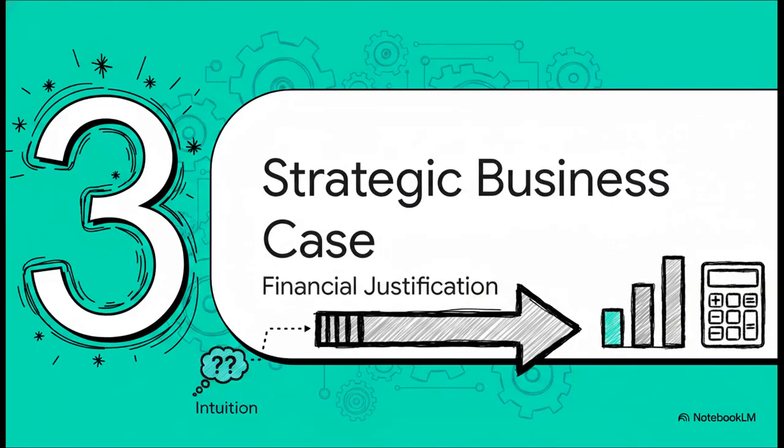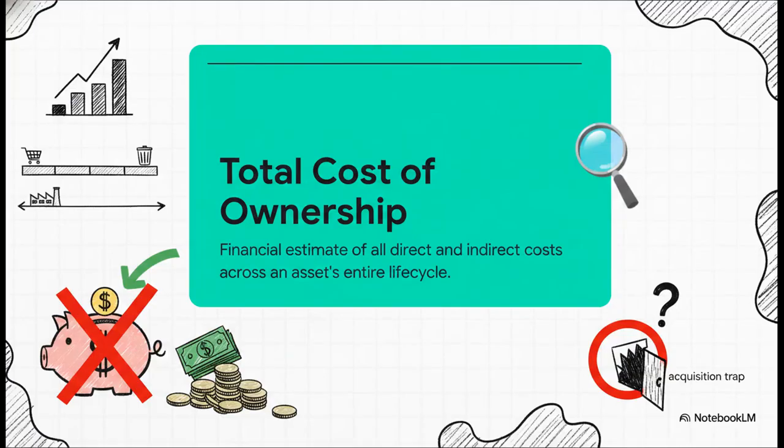That brings us to Section 3, the Strategic Business Case, your financial and strategic justification. Okay, so once the need is verified, you've got to justify the investment with a strategic business case. This is the central document that moves the conversation from intuition to hard quantitative evidence. Rigorous financial analysis is the cornerstone here, and we absolutely must start with the total cost of ownership. This is a holistic financial estimate that determines all direct and indirect costs associated with an asset throughout its entire life cycle, from the moment you acquire it all the way to disposal.